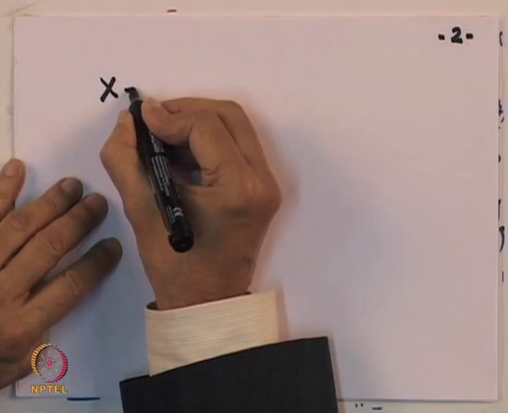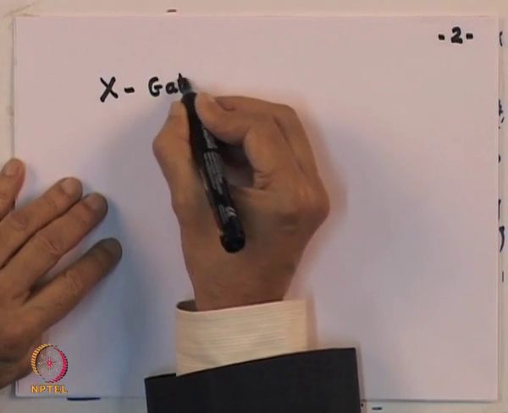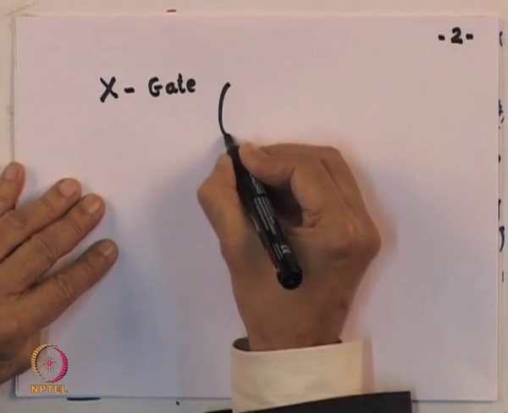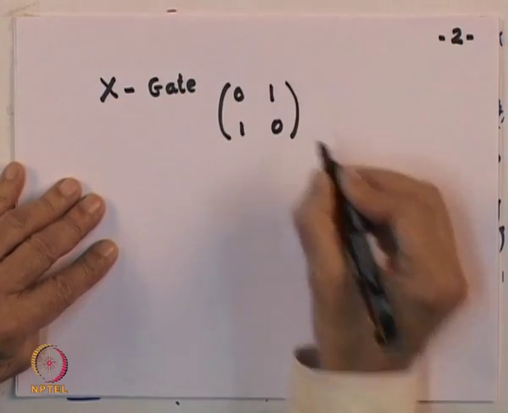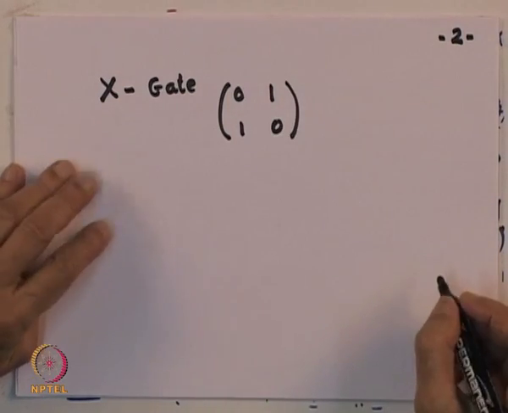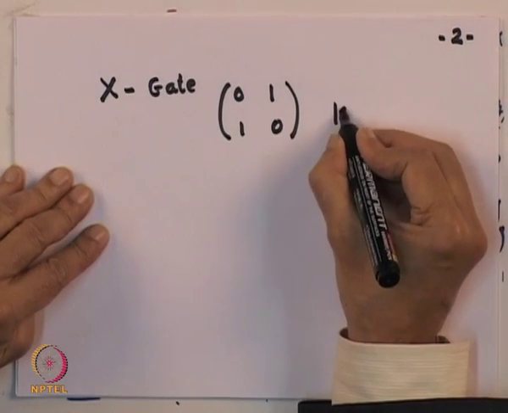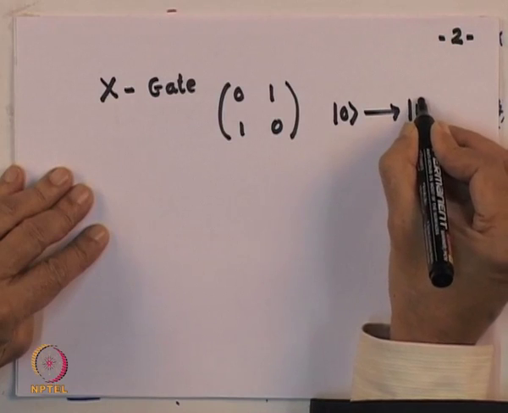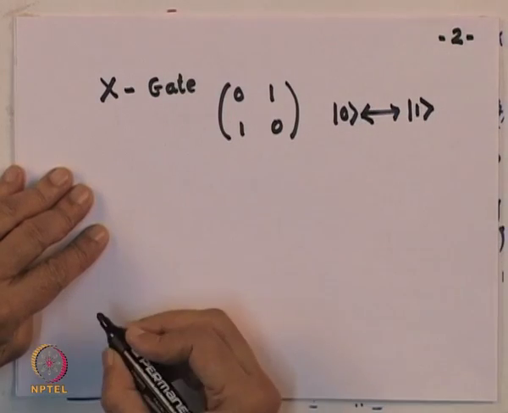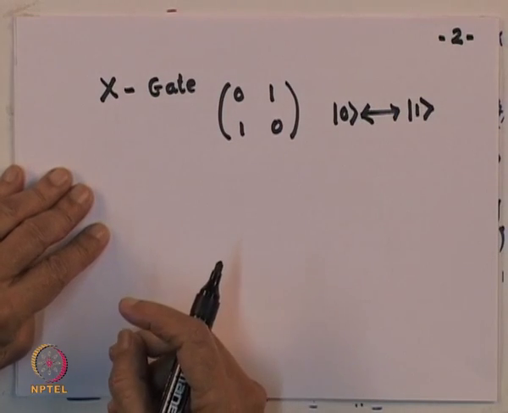There are others which we have mentioned last time, but let me talk about the X gate. X gate is simply given by 0 1 1 0, the standard Pauli matrix, and its job is to take the state 0 to state 1 and vice versa. So this is basically equivalent to a classical NOT gate.